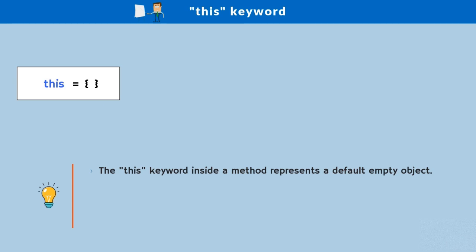But if you run the code in the browser environment, that is through HTML, in that case the this keyword represents the window object. But we will talk about the window object and DOM manipulation later in the further lectures. For the time being, as soon as we run the code through the Node.js environment, the this keyword by default represents a default empty object. But the actual intention of this keyword is to represent the current object that is inside the method.